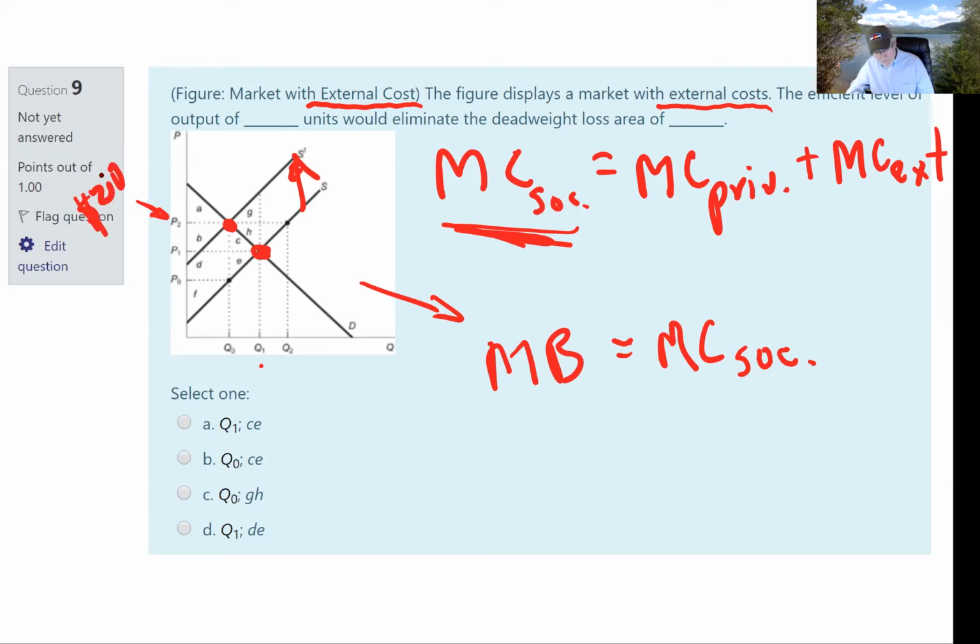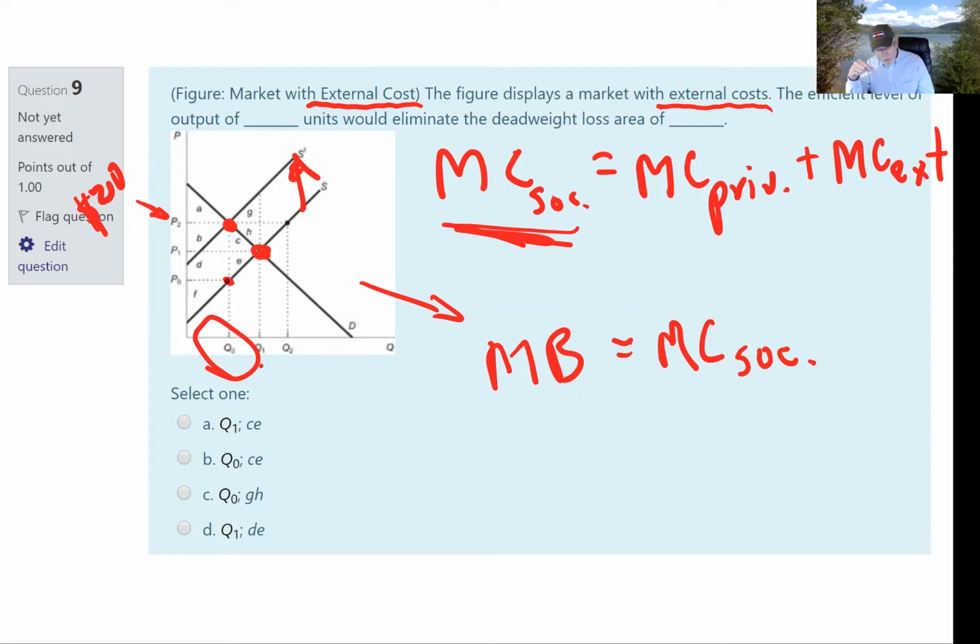Why is Q3 the efficient quantity? Because if you read up to the demand curve, you see 20. That means the benefit to consumers of that last unit is $20. What is the cost of producing that last unit?